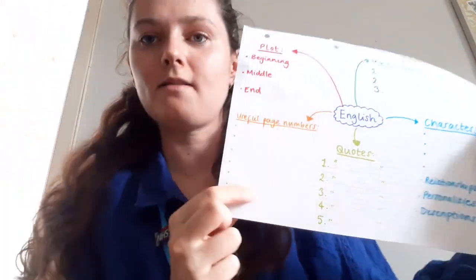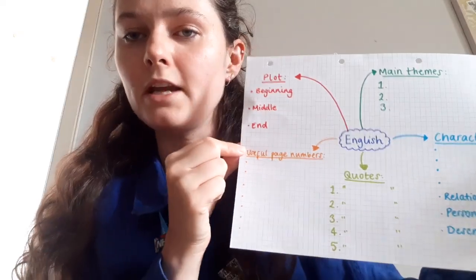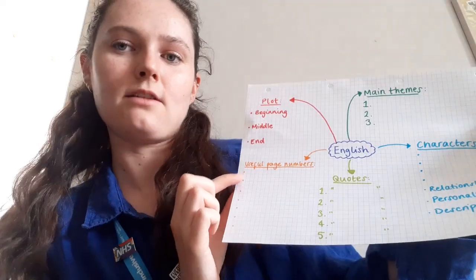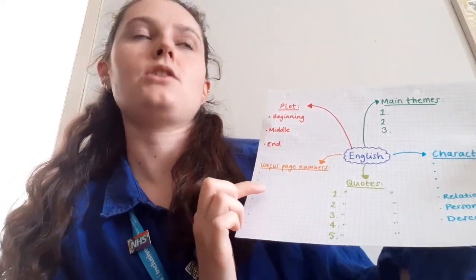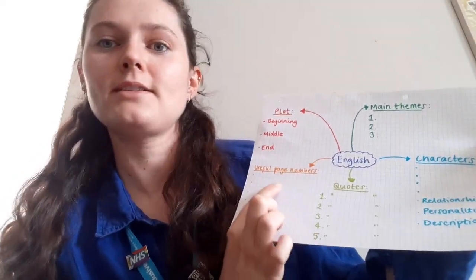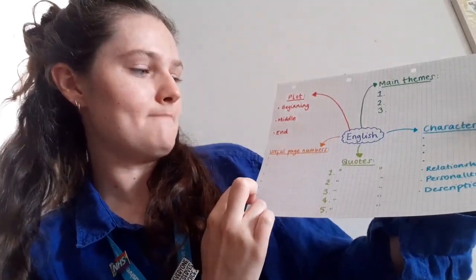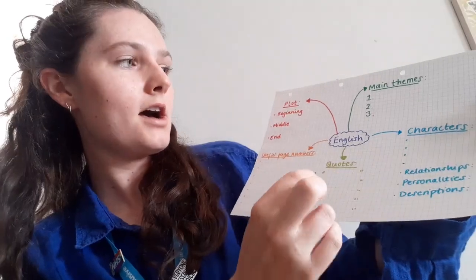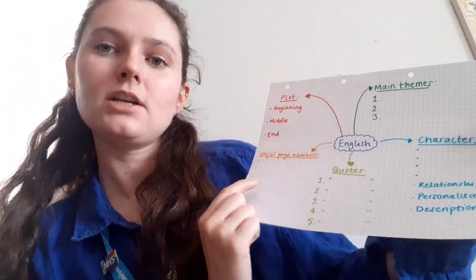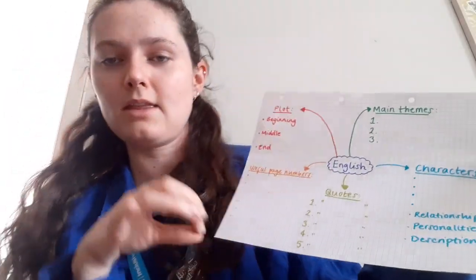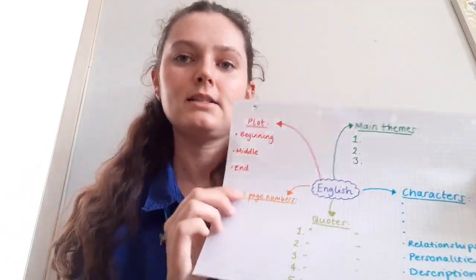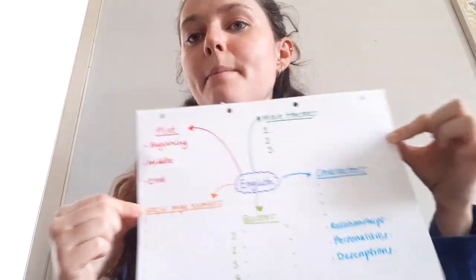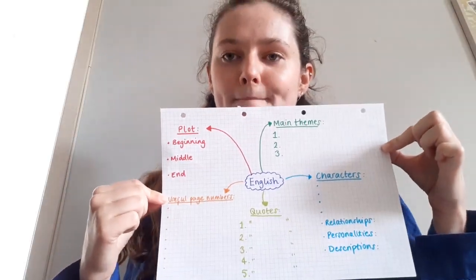And then the last area, I have just written useful page numbers. So this can be quite a good idea to just jot down, if there's a plot twist in the story, to note down when that happens, anything that is really important to do with the character, or anything to do with the main themes, just to have a note of the page numbers so that you can then go back into the book, you know where it is. So yeah, this is just a template for a mind map.